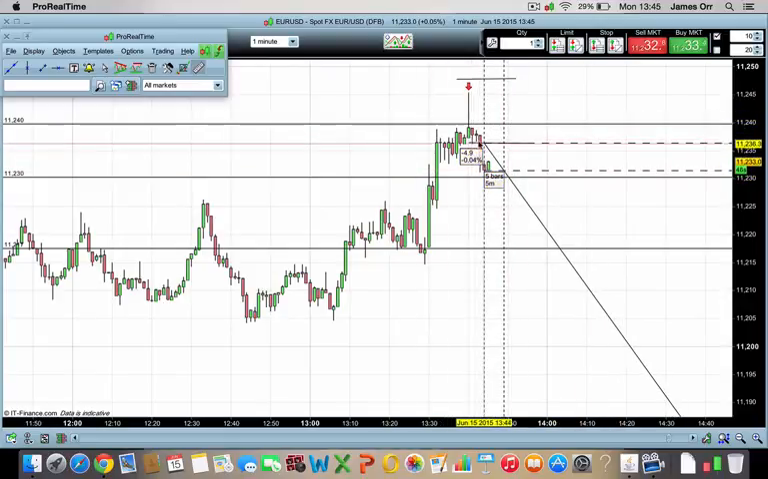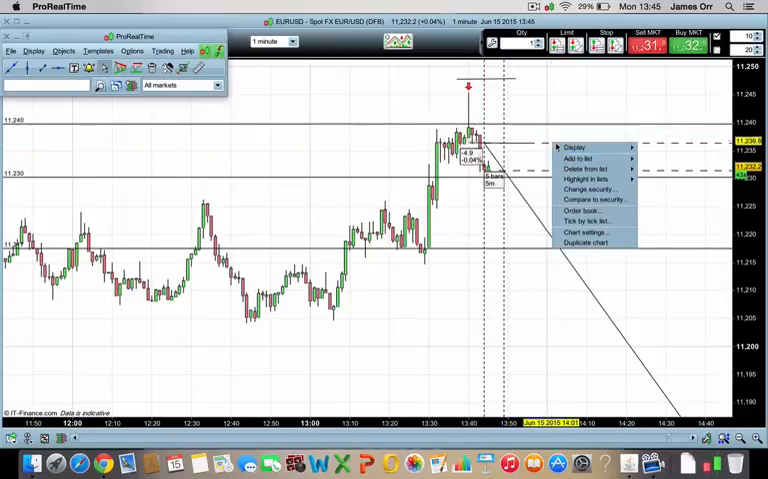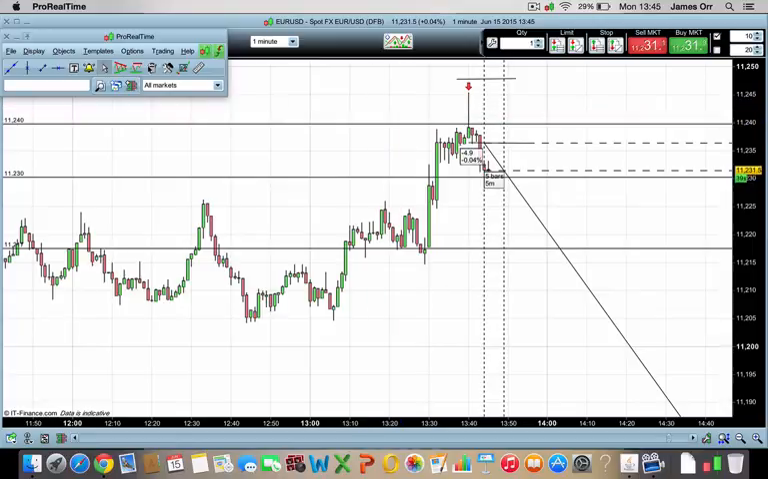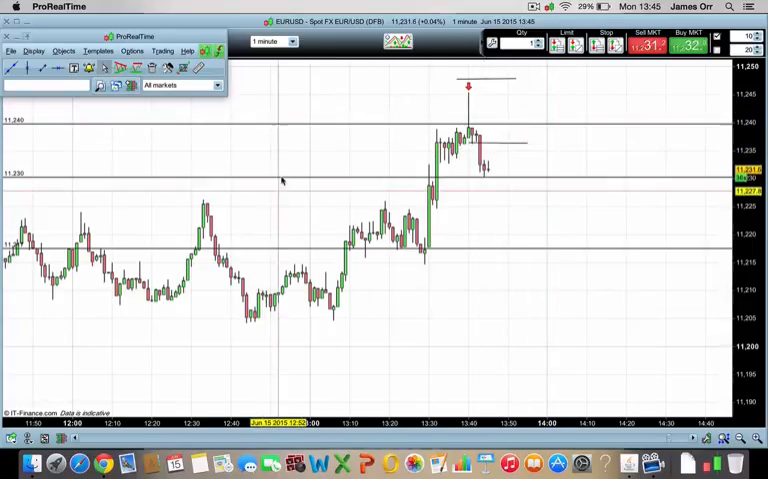I've shown my entry to include the spread. It's 5 pips in a couple of minutes. Simple as that.